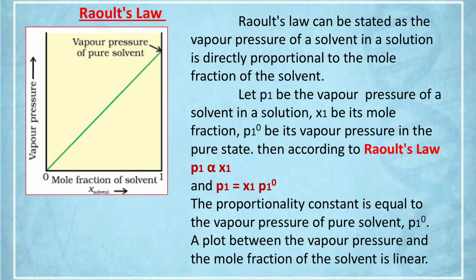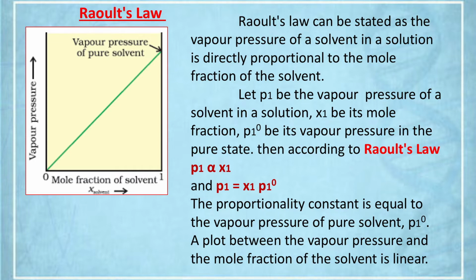What is Raoult's law? Raoult's law can be stated as: the vapor pressure of a solvent in a solution is directly proportional to the mole fraction of the solvent. That is, whenever you add a non-volatile solute to the solvent, the vapor pressure decreases. The vapor pressure of the solvent in a solution is directly proportional to the mole fraction of the solvent. That is Raoult's law.